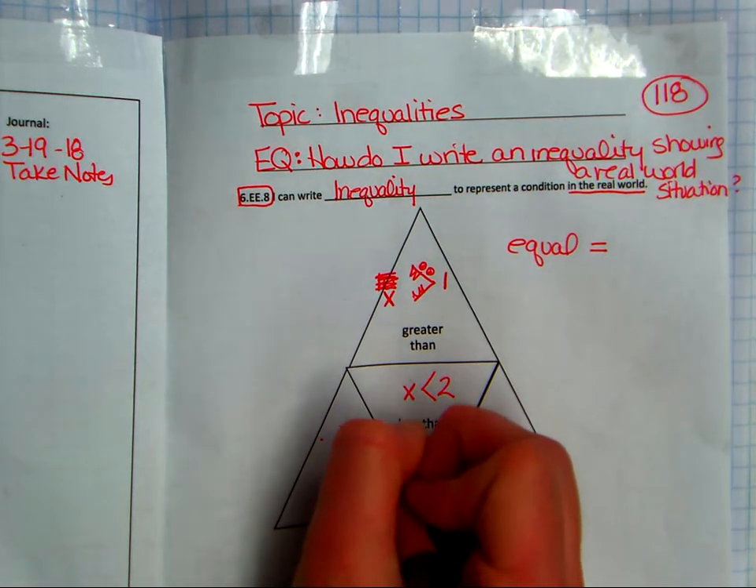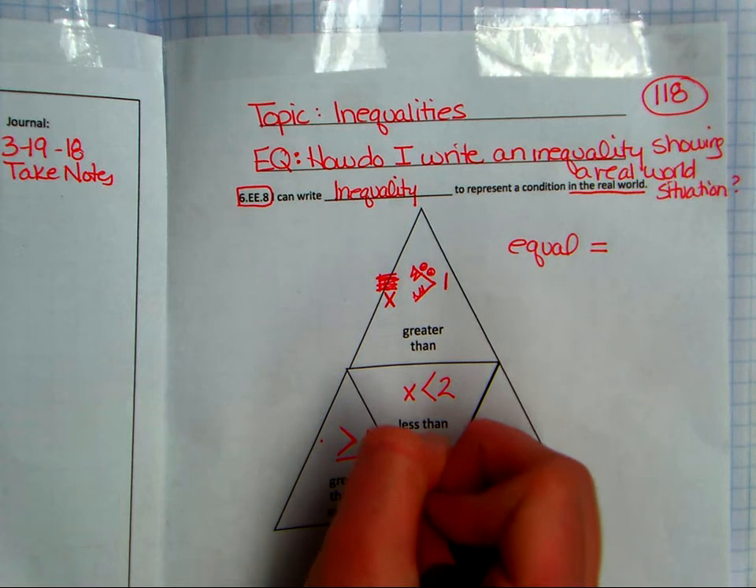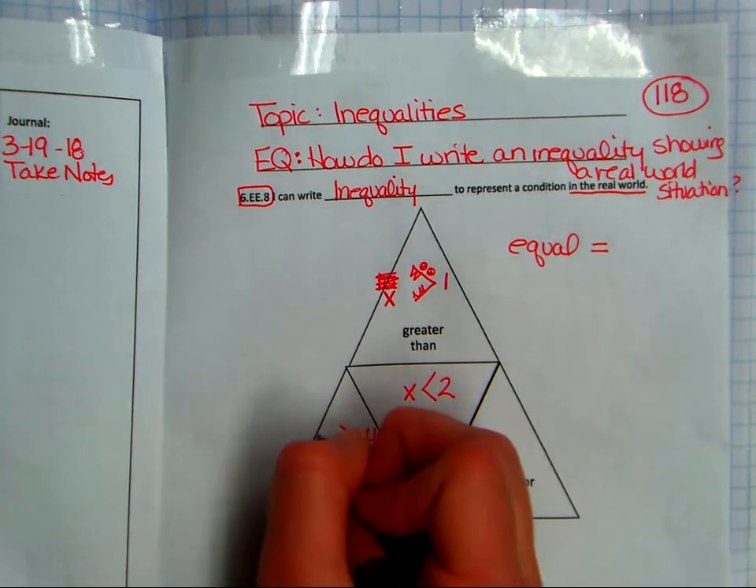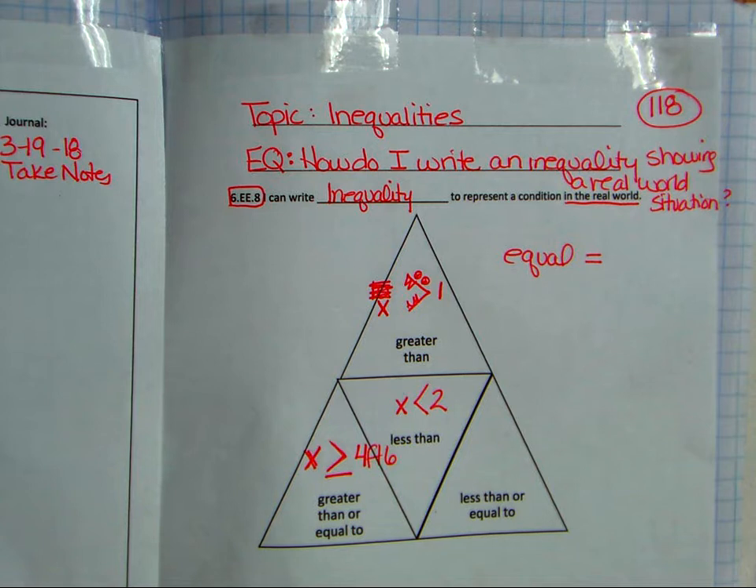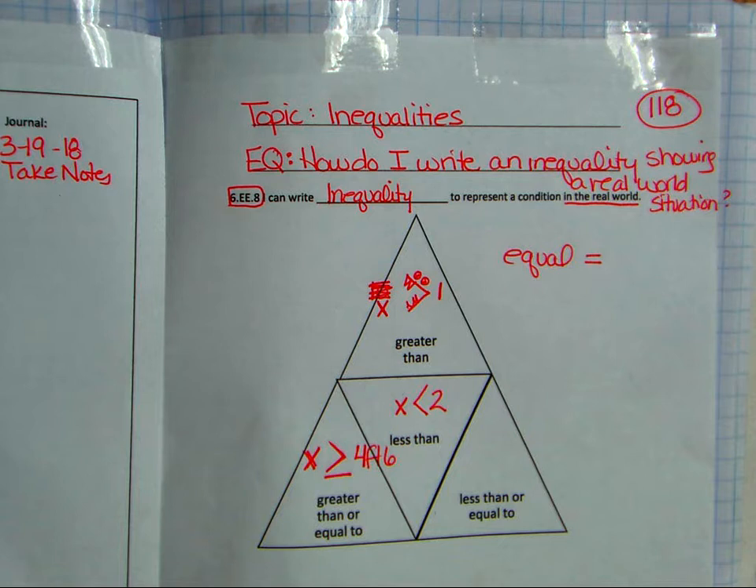So 4'6" or bigger. Okay? So I'm showing you that I could be 4'6", or I could be 4'7", 4'8", 5 foot, 5'4", 6'7", 7 feet. I could be anything that's bigger or at least 4'6". Now, we also said less than or equal to, so we would go the opposite way.